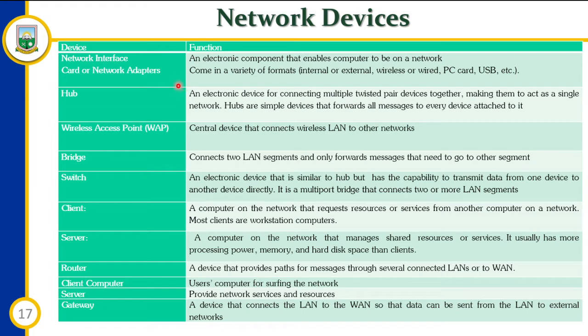The first network device I'll talk about is the NIC, the network interface card. So whenever you hear of a NIC, you think of it as an electronic component that enables a computer to be on a network. It usually comes in a variety of ways: internal in a computer, or external. We also have the wired type of network card, and the USB. Now, the internal network cards are the ones that are already inbuilt in the computer.